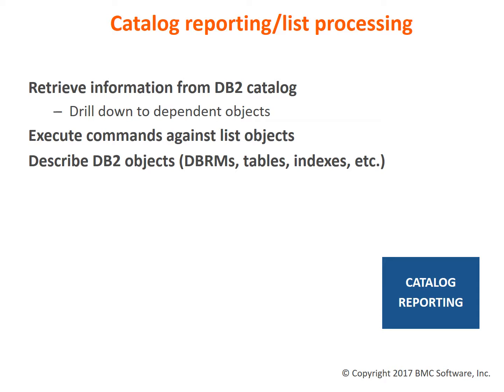List processing allows display of DB2 catalog objects and their dependents. DB2 Catalog Manager and user commands may be executed against objects in the list. Detailed reporting is available through the describe command.